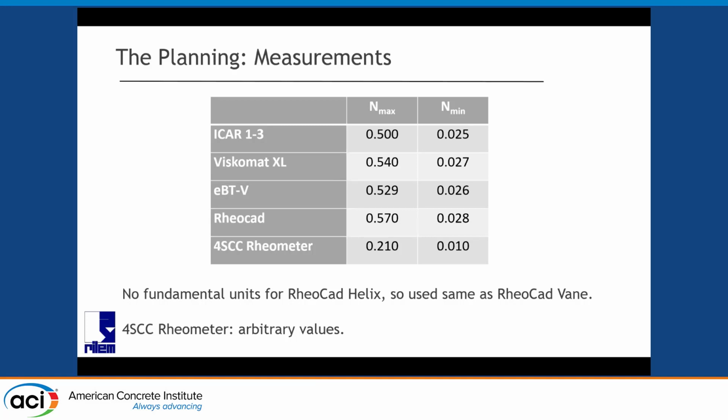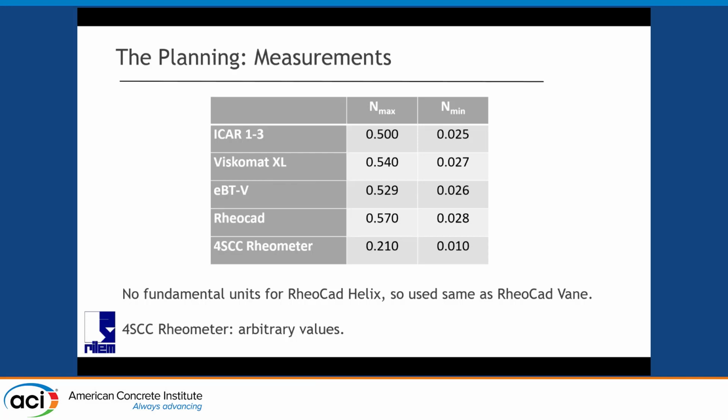The minimum rotational velocities were just taken as ratios. We just said, okay, we'll extrapolate, we're too tired to calculate. For the 4SCC rheometer, because it did not have fundamental units, there's no way to calculate, because the geometry is so complicated. We just picked what Olivier Wallevik recommended.